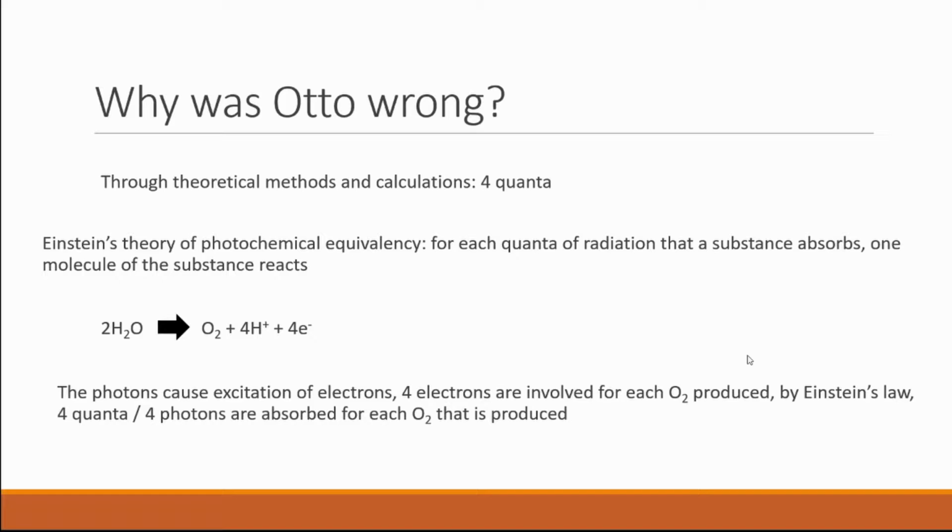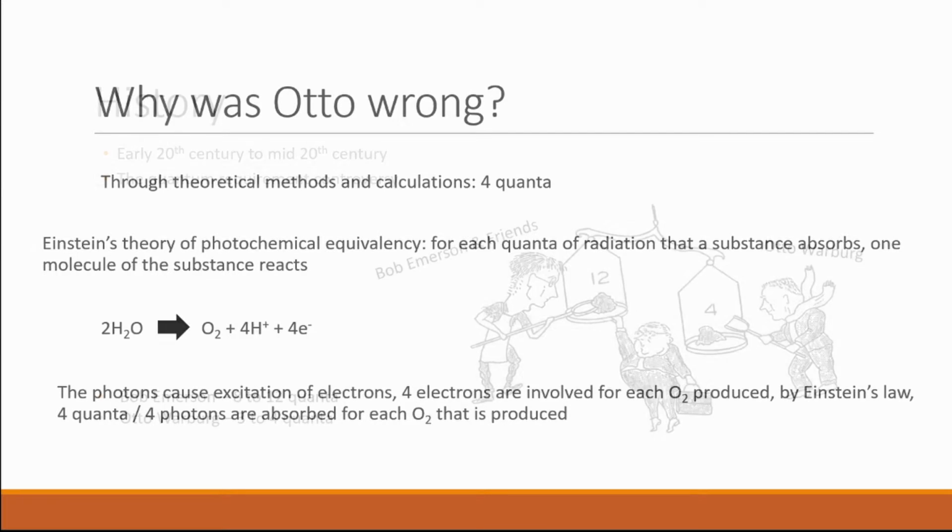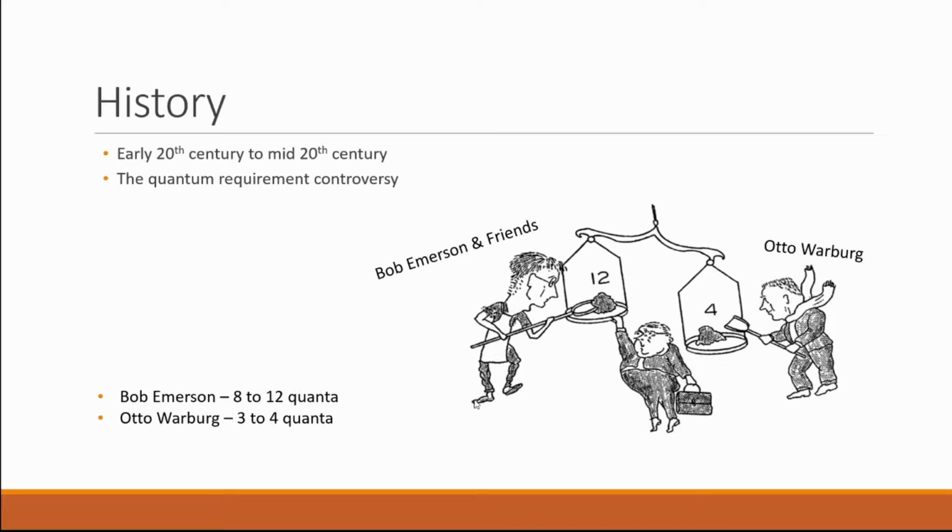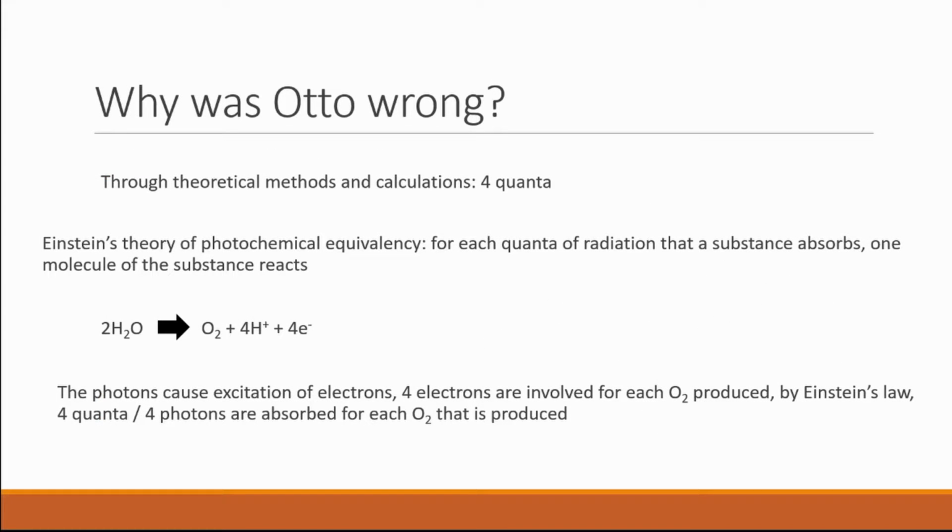But why was Otto wrong? Well, he used theoretical methods and calculations to determine that 4 quanta is... Wait, I should explain what quanta means. I don't think I did that. Quanta is basically the amount of energy that is contained within a particle of a photon. Alright, so when we say 8 to 12 quanta, that means 8 to 12 photons are absorbed, or like 8 to 12 photons worth of energy is being absorbed. That's the more technical way to put it.